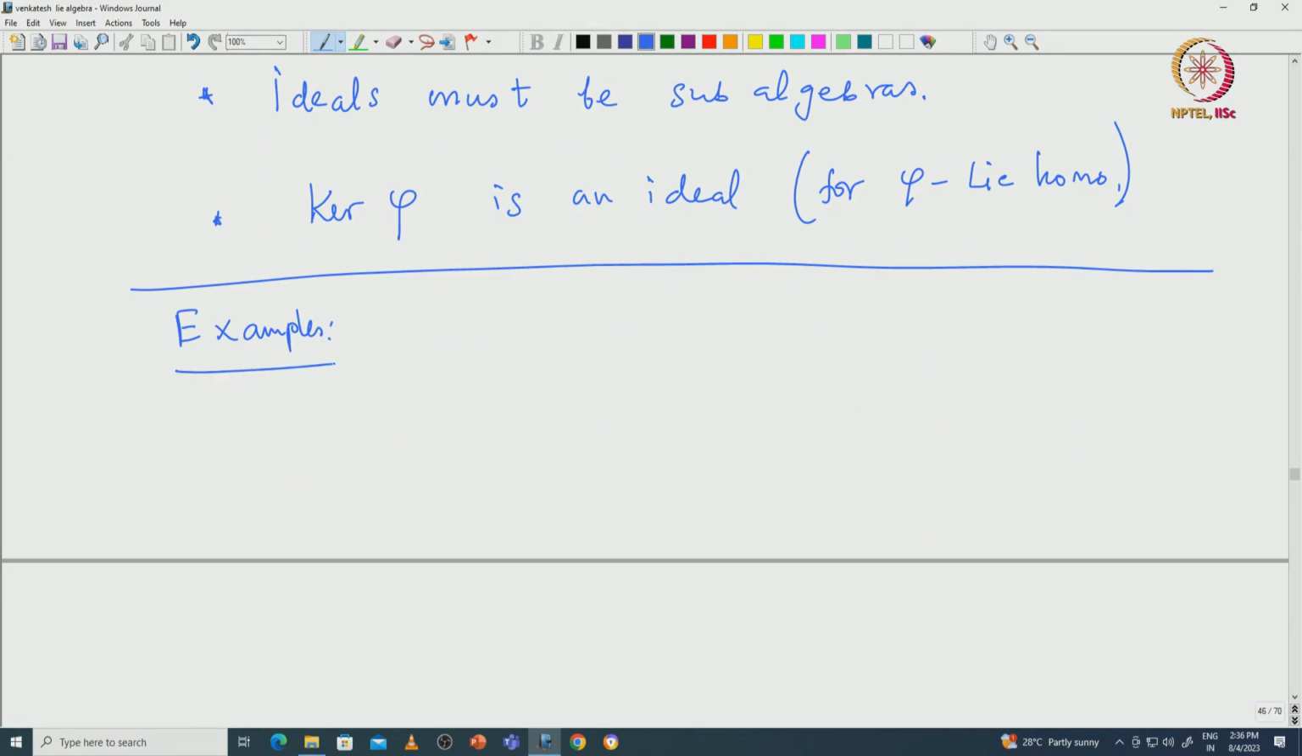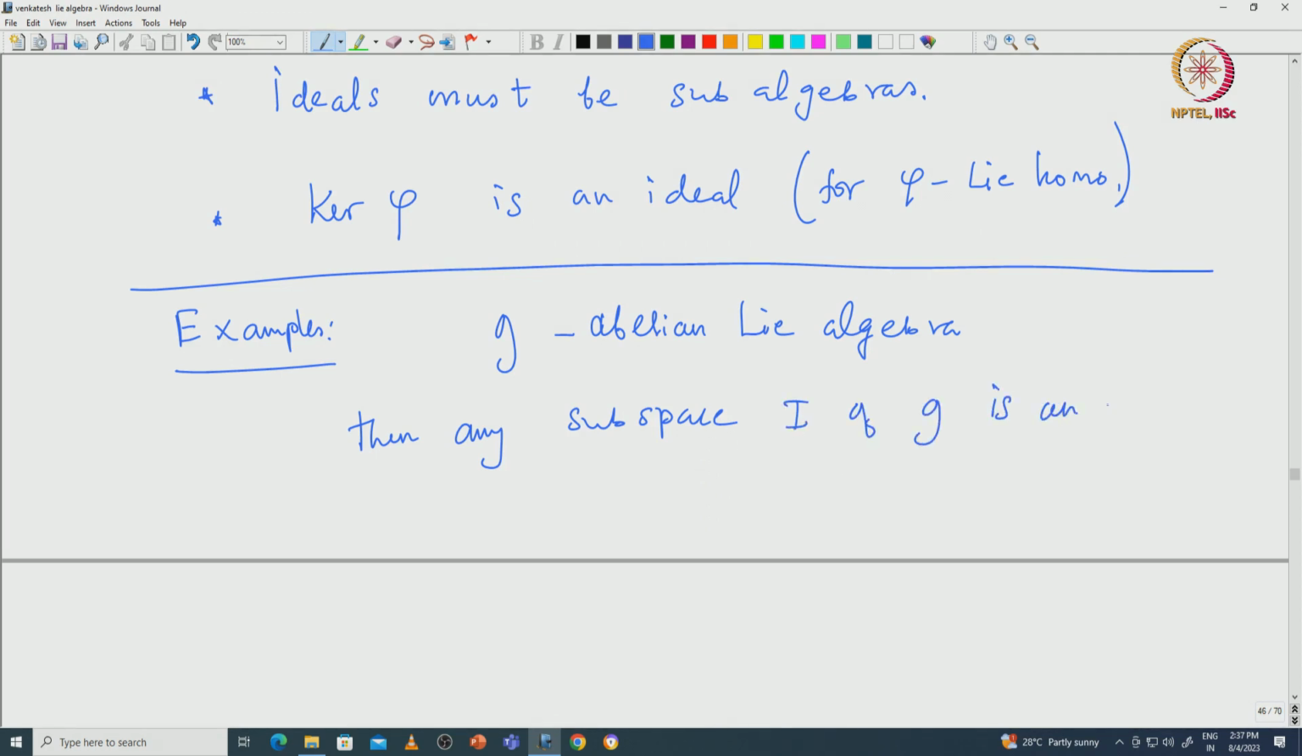If we take an abelian Lie algebra, let us say G is an abelian Lie algebra, then any subspace will be an ideal inside it. So any subspace I of G is an ideal of G. That is easy to see because all the Lie products are trivial. So that says any subspace becomes an ideal.